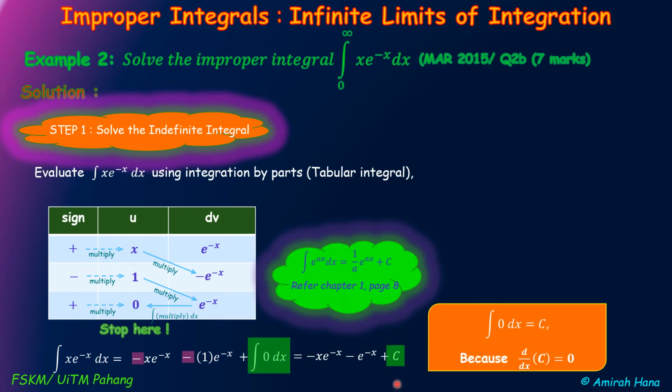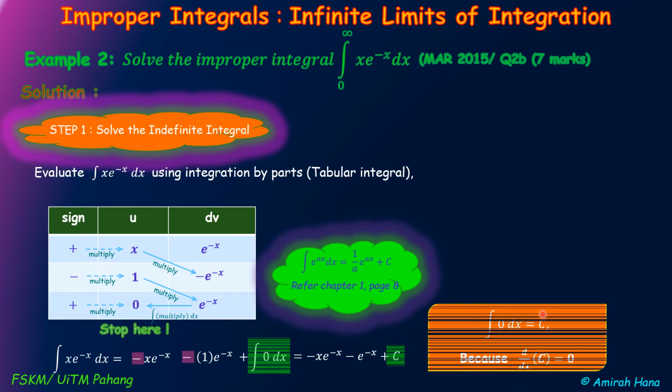How do we get c here? Because when we integrate 0, the answer should be c, which is a constant. Because from derivatives, when we differentiate any constant, it becomes 0. So that means when we integrate 0 back, it becomes c, a constant.